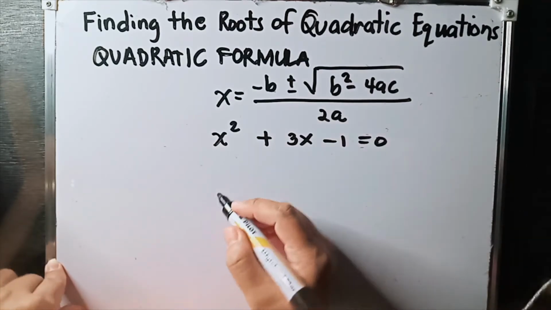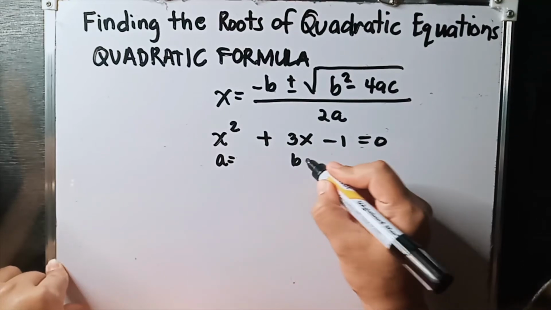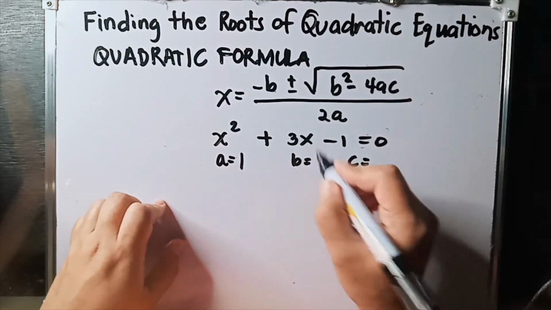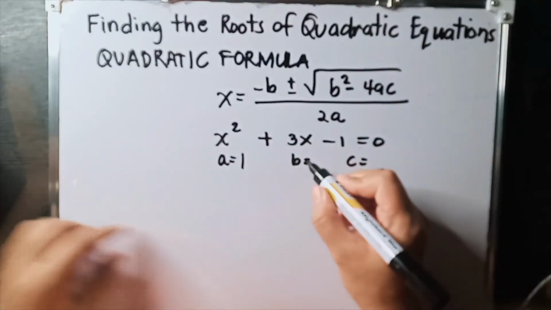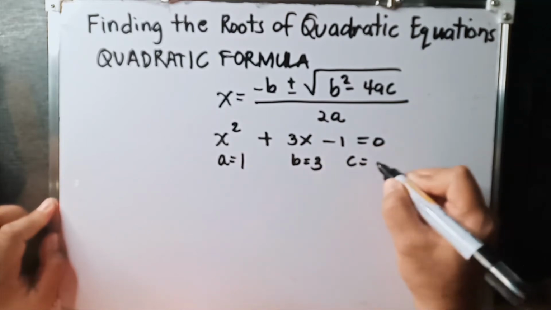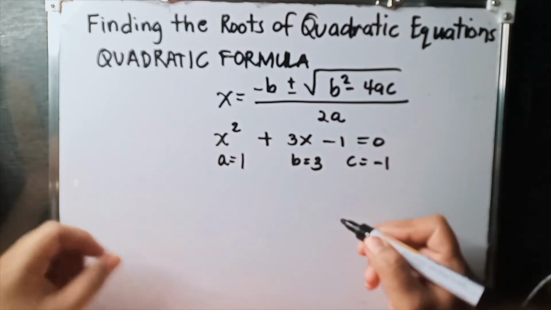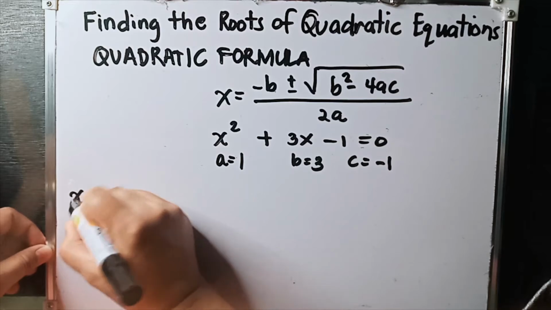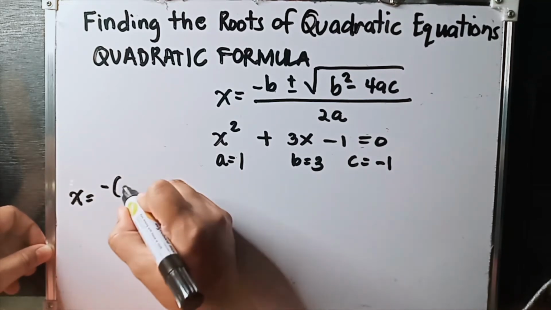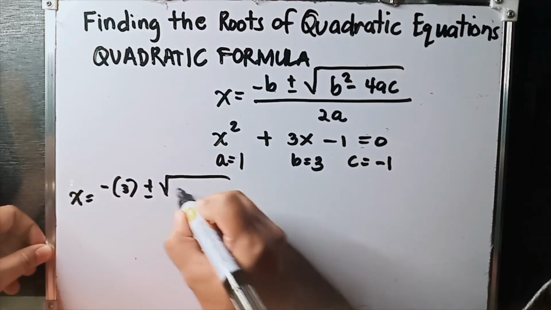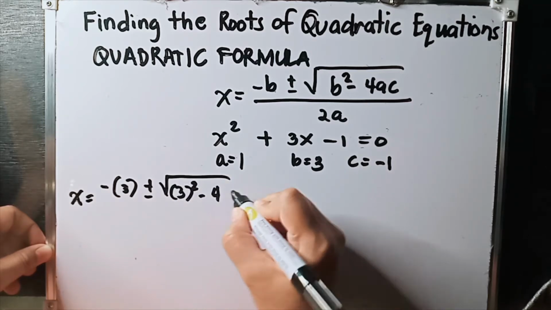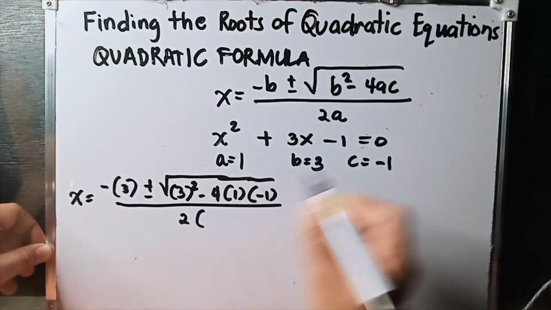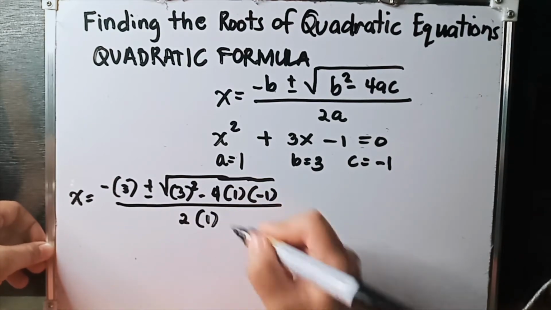In here, we will be identifying our a, b, and c. A stands for the coefficient of the quadratic term, which is 1. B stands for the coefficient of the linear term, which is 3. And then, negative 1 is for the constant term. Now, we are going to substitute all the values of a, b, and c to the formula. So, x would be negative b, b is 3, plus minus square root of 3 squared, minus 4, a is 1, and c is negative 1. All over 2, a is positive 1.